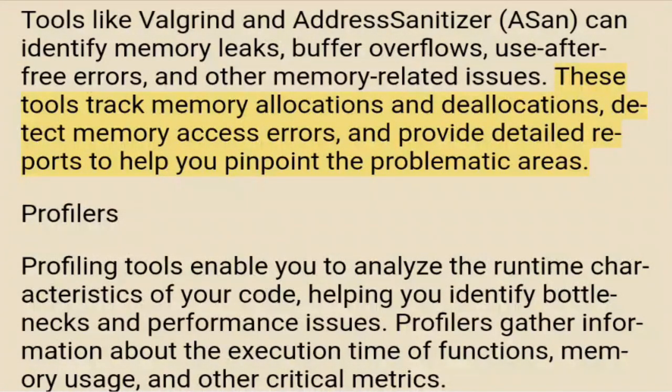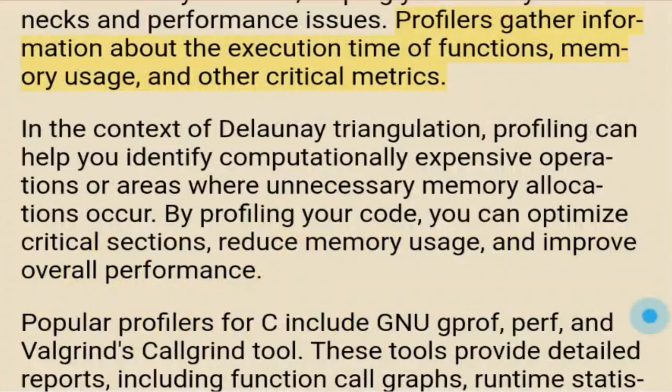the problematic areas. Profilers. Profiling tools enable you to analyze the runtime characteristics of your code, helping you identify bottlenecks and performance issues. Profilers gather information about the execution time of functions, memory usage, and other critical metrics. In the context of Delaunay triangulation, profiling can help you identify computationally expensive operations or areas where unnecessary memory allocations occur. By profiling your code, you can optimize critical sections, reduce memory usage, and improve overall performance.